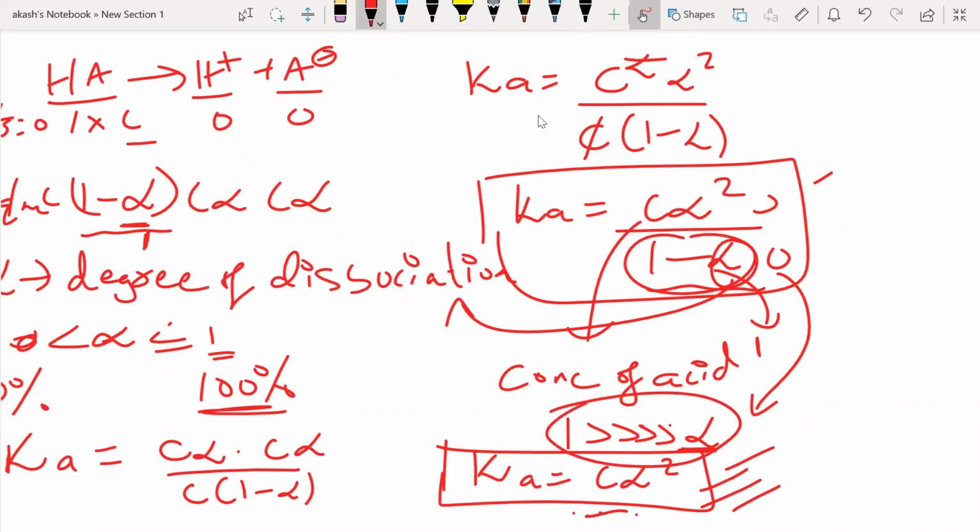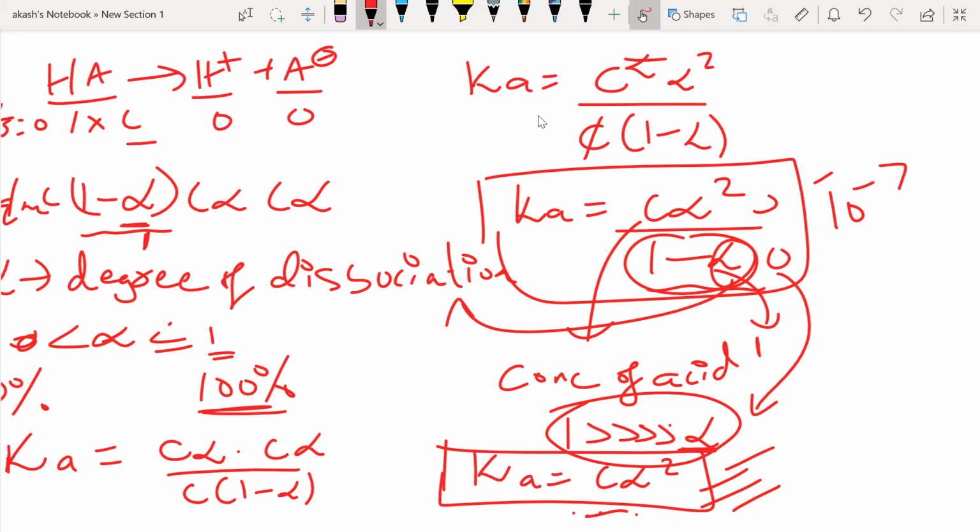That means even the numerator will have a very small value. Even if the numerator is of 10 to the power minus 7 or 8, whatever, it doesn't matter. It will actually be a very small value. Ka for weak acids will actually be a very small value.